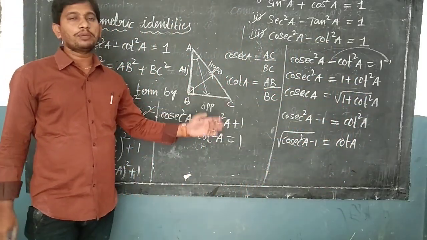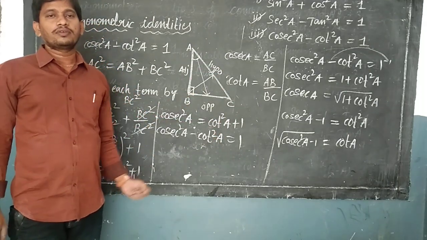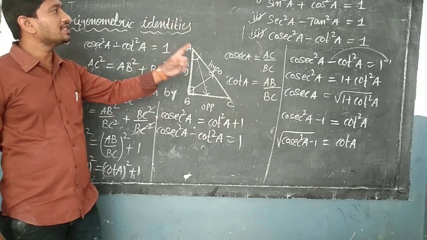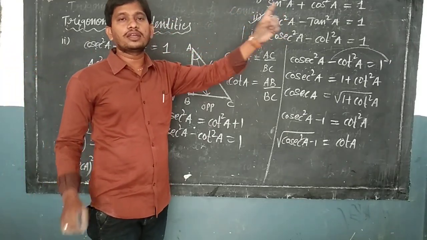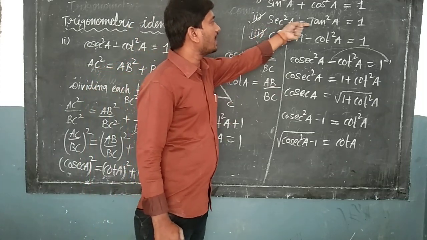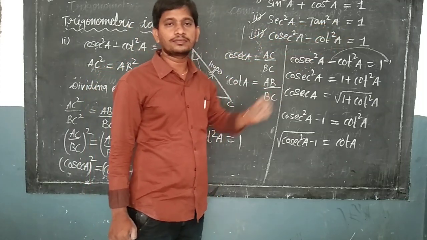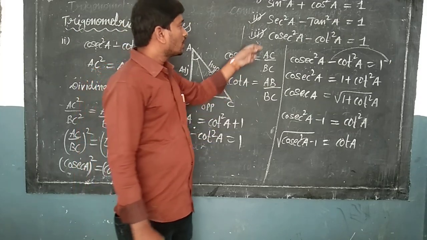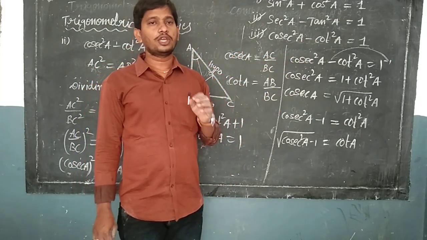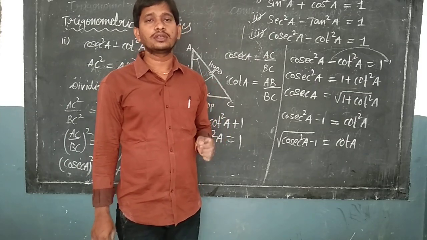Okay, these are the three important trigonometric identities. When we are doing sums, it will be very useful. Our first identity is sin square A plus cos square A equal to 1. Second identity is sec square A minus tan square A equal to 1. And the third identity is cosec square A minus cot square A equal to 1. I hope you all understood this session. Thank you.